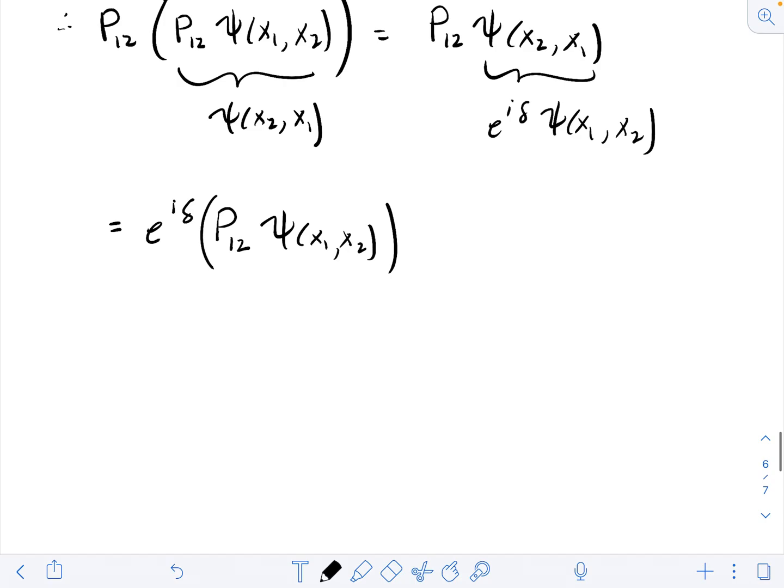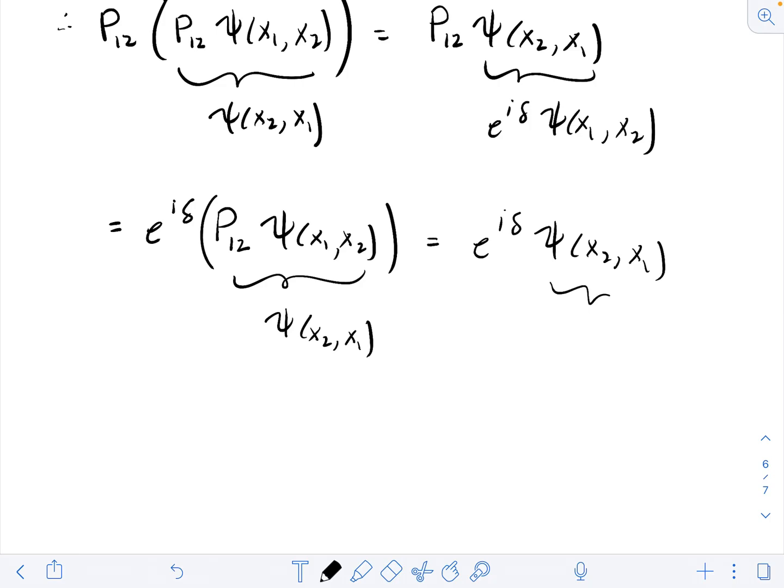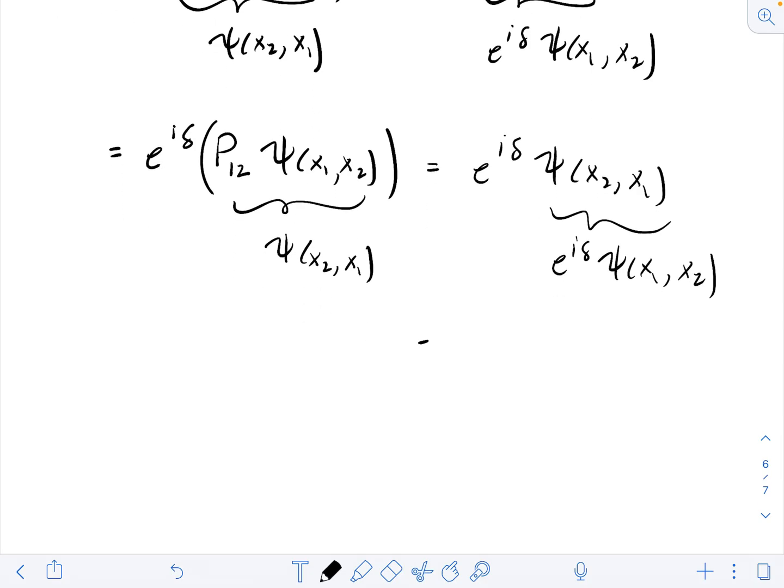Okay, and then we just keep going. Well, we know that this is phi(x2, x1). And so what we have is e^(iδ) phi(x2, x1). But then again, we know that this is e^(iδ) phi(x1, x2). And so that must mean that this is e^(2iδ) phi(x1, x2).